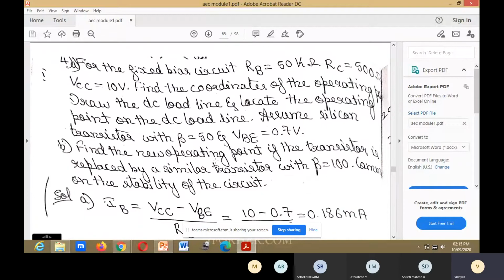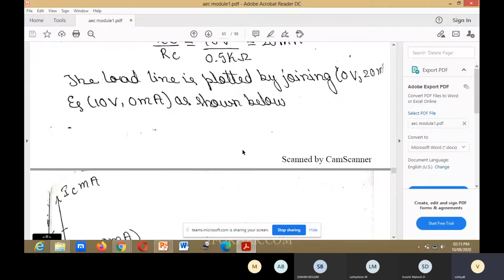Next, this problem I'll give for assignment. You need to solve and submit.